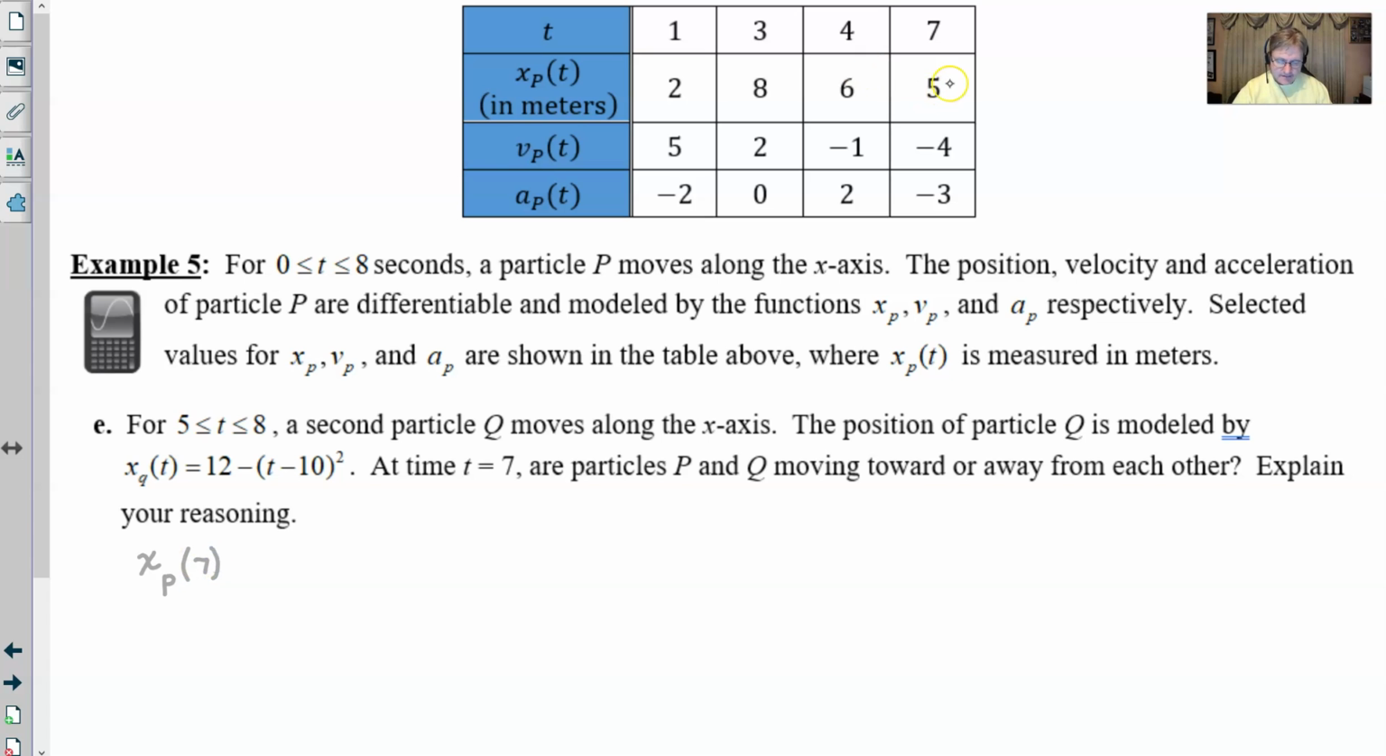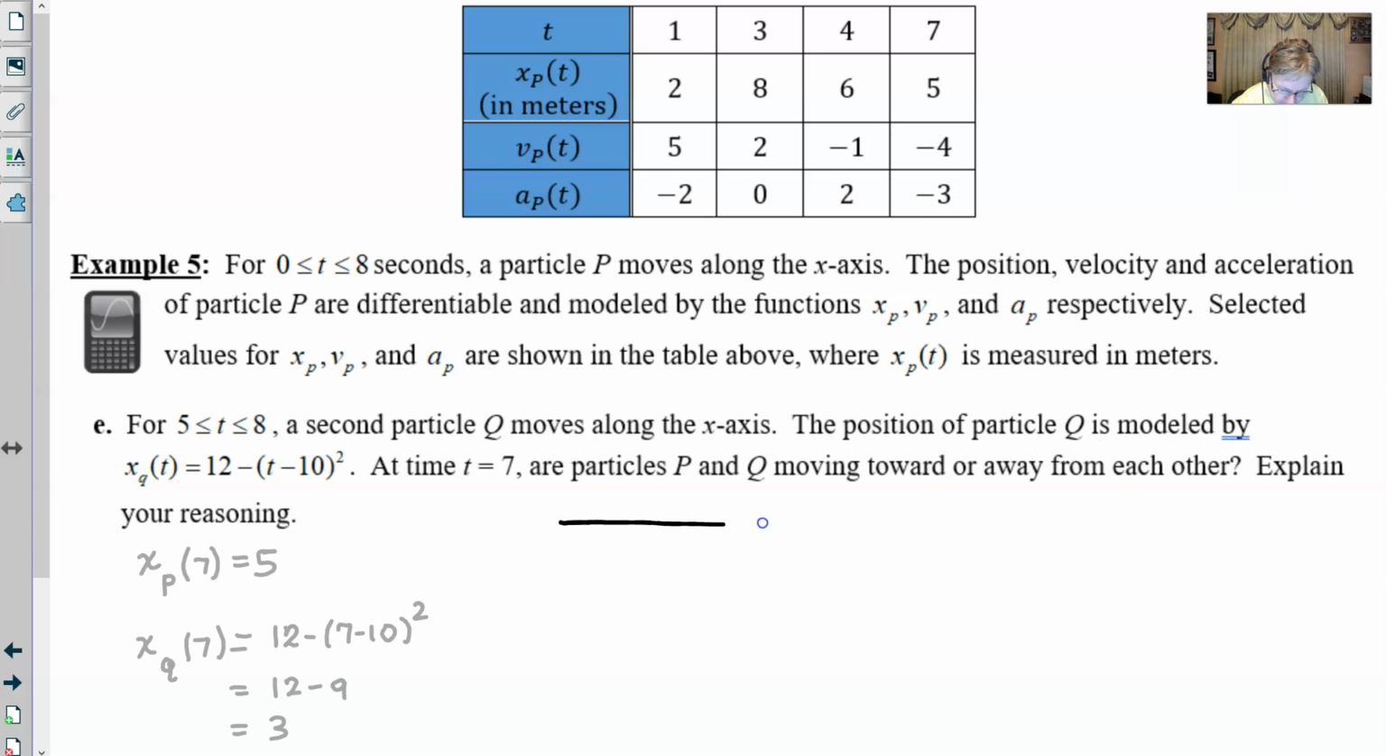And that is read from the table. And we see that that's equal to 5. You want to do the exact same thing with particle Q at time 7. Now this one might take a little bit more effort because you're going to have to actually plug 7 into this position expression. And doing so, we'd have 12 minus negative 3 squared, which is positive 9, and therefore we get 3.